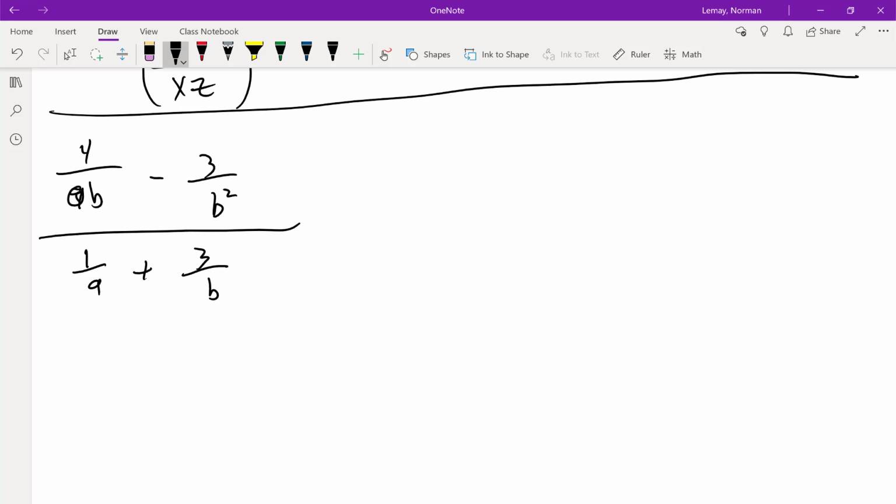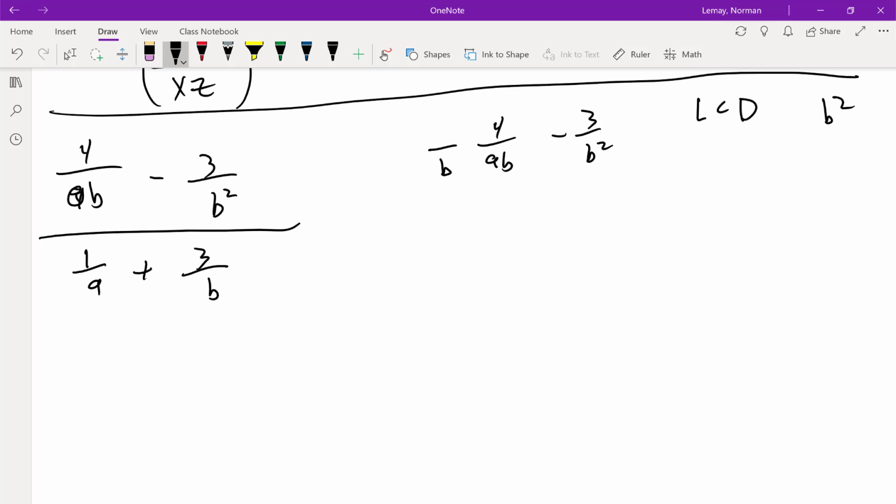So I'm going to take the numerator and just come over here for some side work, and let's just note that 4 over AB minus 3 over B squared. So again, we got to come up with an LCD. So notice that I have a B squared here. I got a B here. So one of the things that we're missing is a B. So I need to multiply the bottom here by a B. So that's going to give us a B squared.